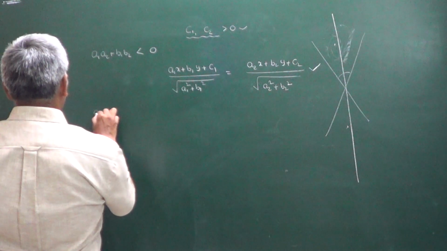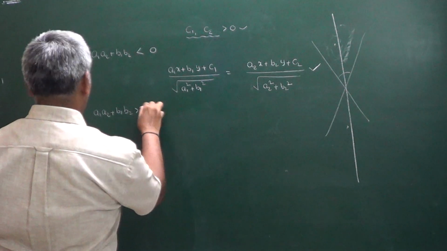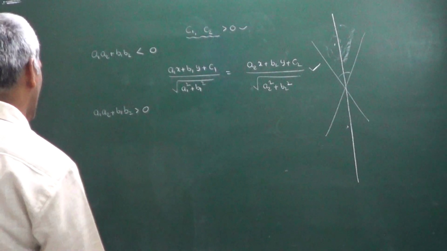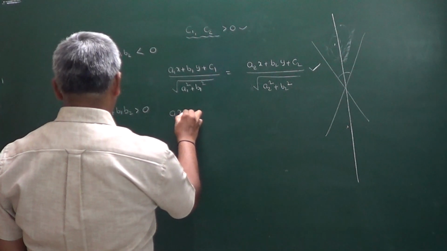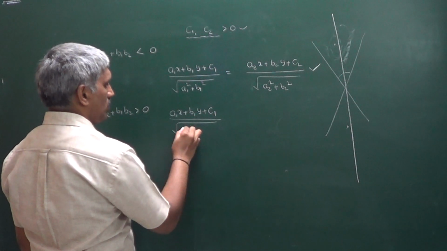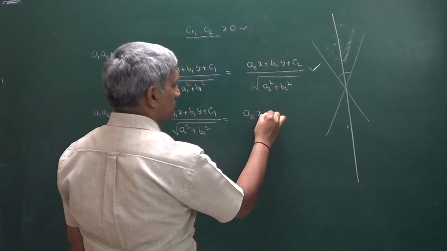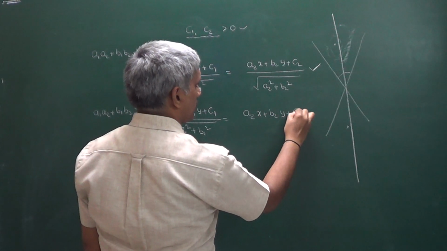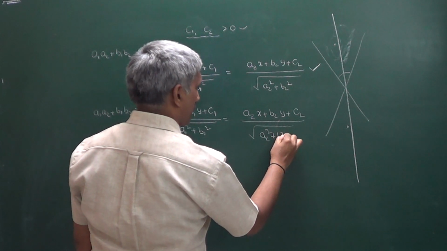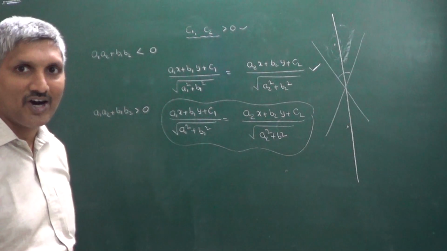Next, suppose we got A1A2 plus B1B2 greater than 0. Then what can we say? (A1x plus B1y plus C1) divided by root of A1 square plus B1 square is equal to (A2x plus B2y plus C2) divided by root of A2 square plus B2 square. This is the obtuse angle bisector containing origin.